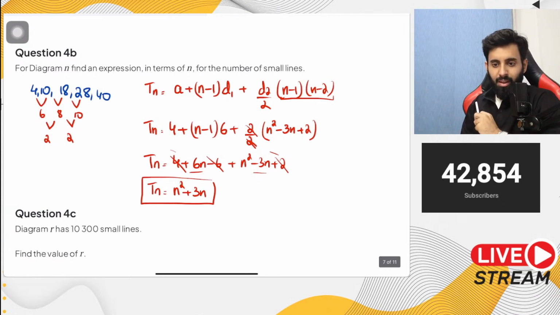Sir, the syllabus for number sequences is the same? No, in O levels you don't have cubic sequences.